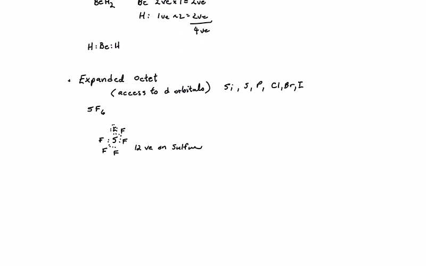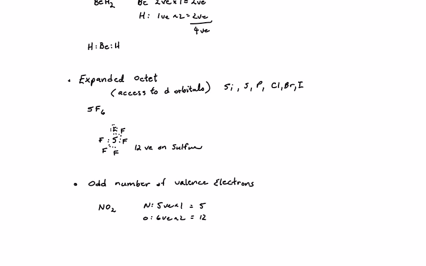And the last exception shows up when we have an odd number of valence electrons. In this case, it's just not possible to have an octet. An example of this would be NO2. We have nitrogen with its 5 valence electrons, oxygen with its 6, for a total of 17 electrons that we have to account for.